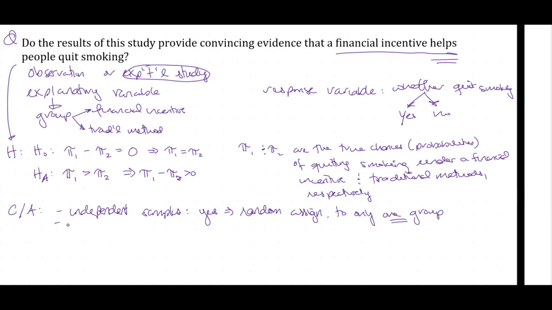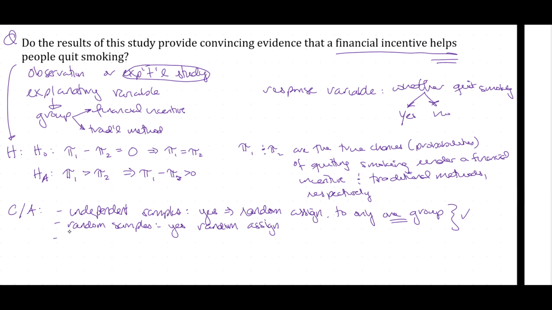We also need random samples. And for the same reason, this has been achieved, because we did random assignment. Participants were randomly assigned, and in this way we have eliminated any confounding variables. So our independent and random samples have been achieved through random assignment. People were assigned to only one of the two treatments, and they were assigned randomly.